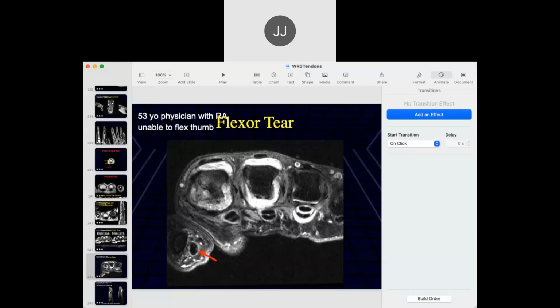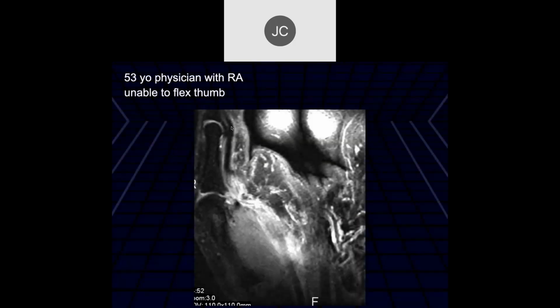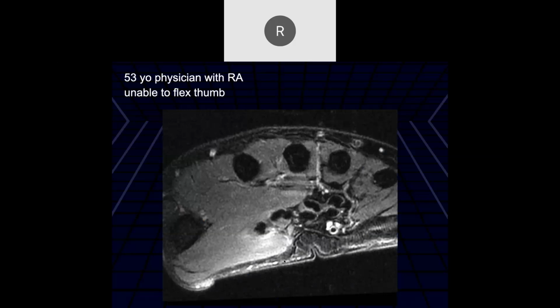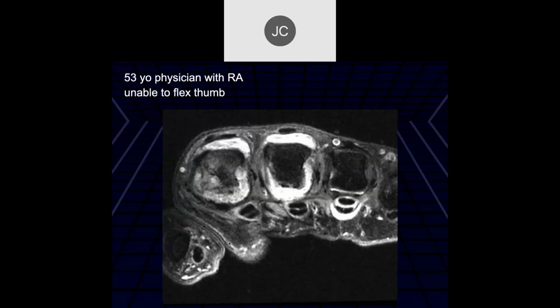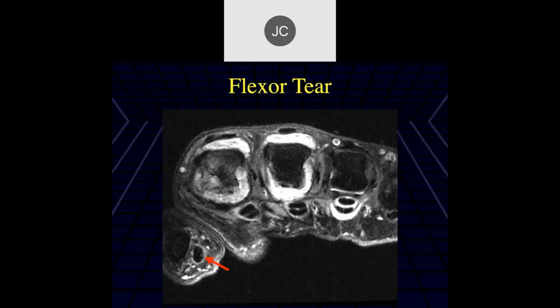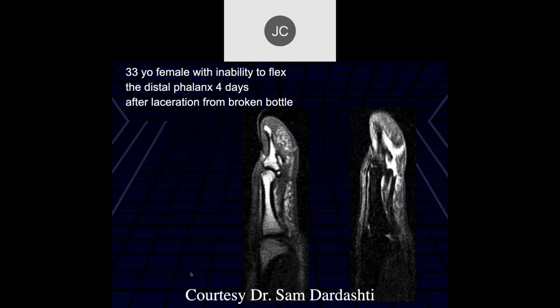All right. So we have a 53-year-old physician with RA, unable to flex a thumb. It looks like there's a full thickness tear of that FPL that's retracted, and a lot of edema there. All along there. And there you see it. There you don't. It should be right in here. And there we see it again. So that was a full thickness flexor tear.